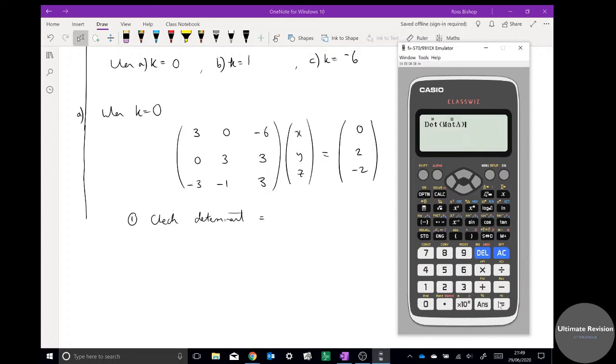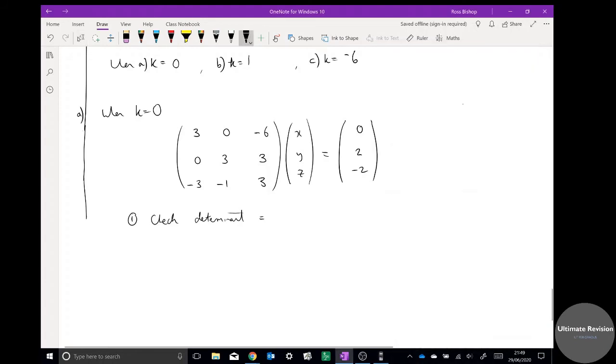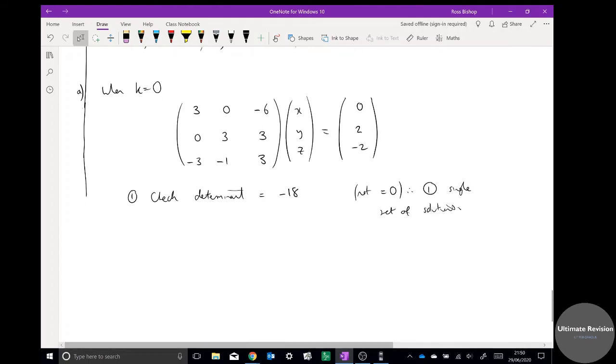So I check the determinant, minus 18. So it's not equal to 0, therefore I know it's option 1. There's a single set of solutions. Okay, and the best way to do that is, remember, x, y, z equals, if I call that matrix A, it would be A to the minus 1 times 0, 2.